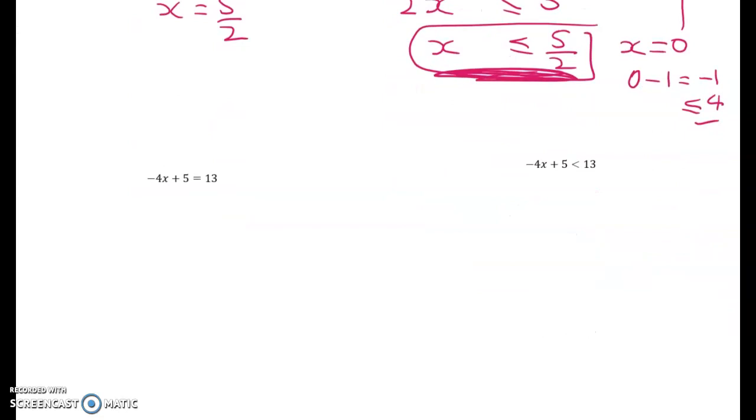Okay, a couple more really easy ones before I go on to some fraction ones. So -4x equals 8, x is equal to -2, right? So that's dividing both sides by -4.